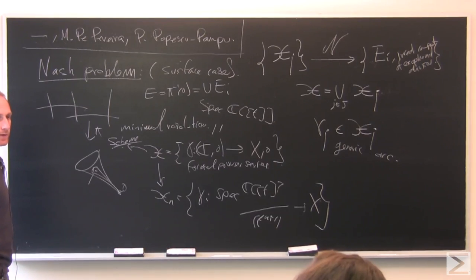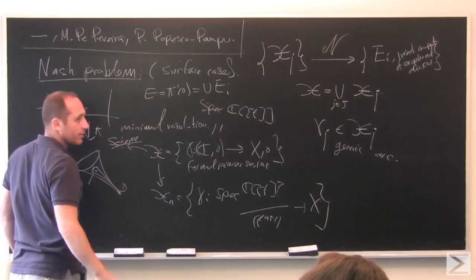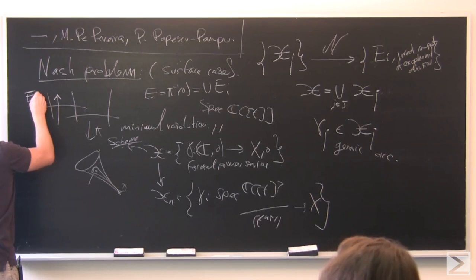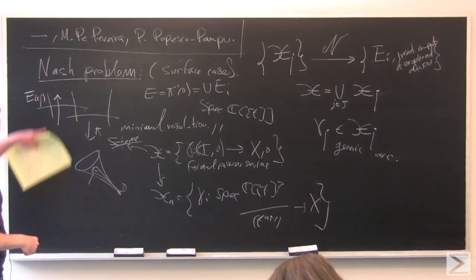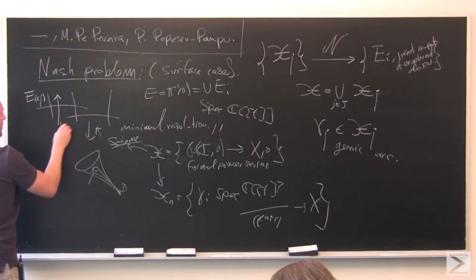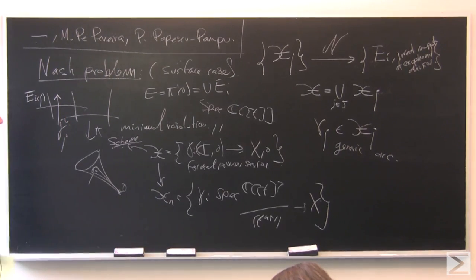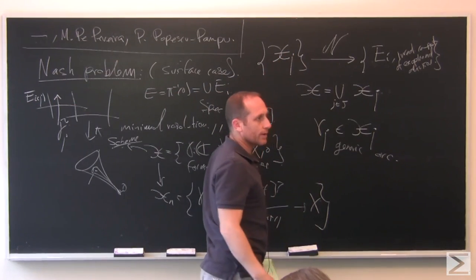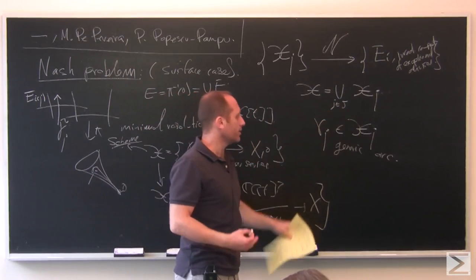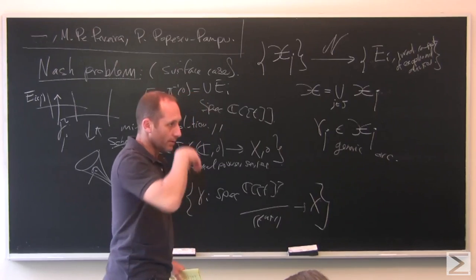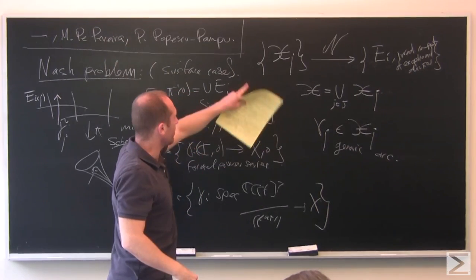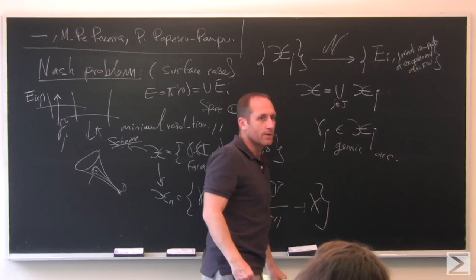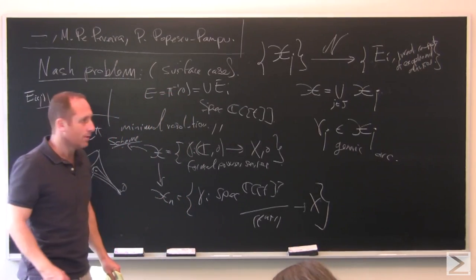You consider a lifting of the arc to the resolution, and when the arc you pick is generic, then it lifts and meets transversely a certain irreducible component of the exceptional divisor. So this is the lifting of the arc to the resolution. And this is the divisor that the Nash mapping picks for this irreducible component of the arc space. And you can check that if you take any other generic arc, it picks the same component. The question of Nash was whether this mapping is surjective or not. It's easy to prove that this mapping is injective.